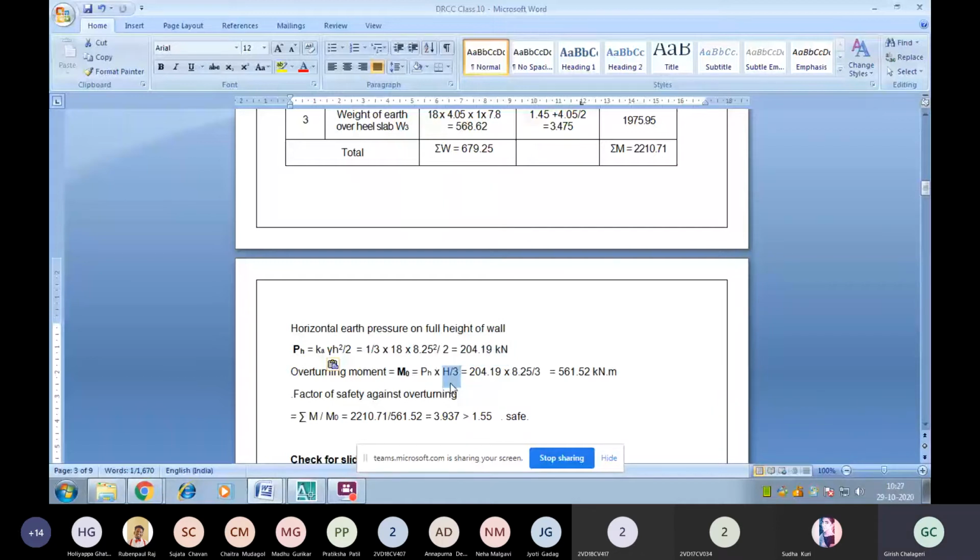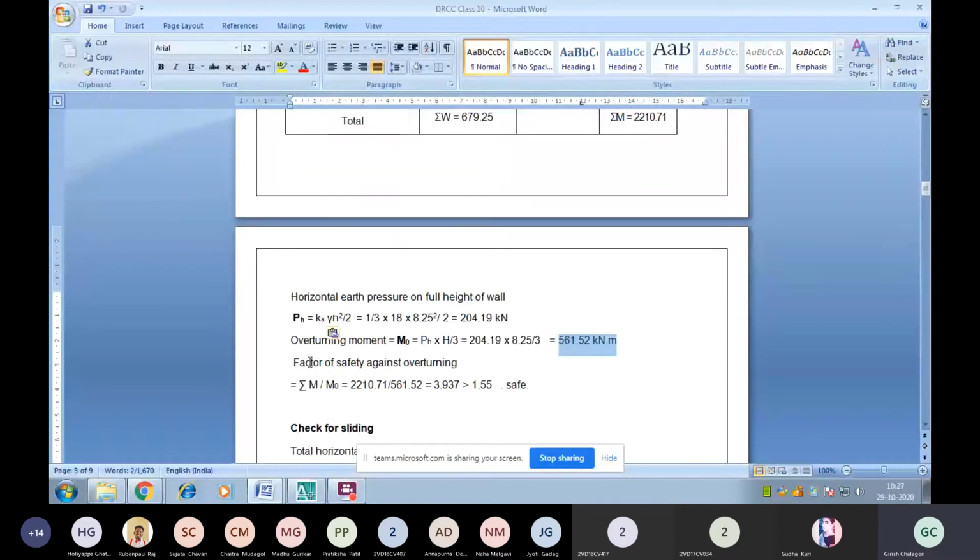pH into 1/3 of H gives 561 as the overturning moment, that is M naught, which is negative. So the factor of safety against overturning will be MR by M naught. MR is 2210 and M naught is 561. So we get 3.935, which is greater than 1.55, hence safe. If the summation of moments, that is MR divided by M naught, is greater than 1.55, we say it is safe against overturning. So the first criterion in stability is satisfied.